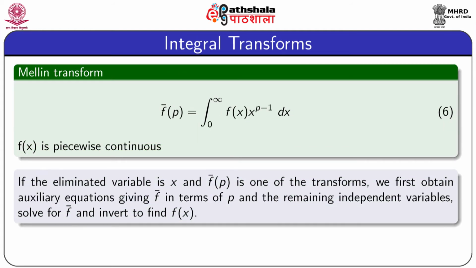There is another popular transformation which is known as the Mellin transformation, where it is defined as f bar p is equal to integration 0 to infinity f(x) x to the power p minus 1 dx. For this transformation, f(x) must be continuous or piecewise continuous in any finite interval in 0 to infinity.